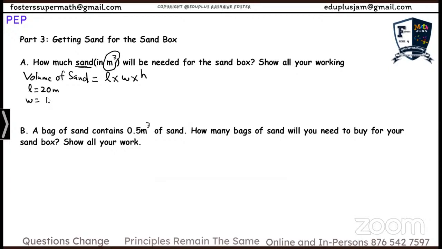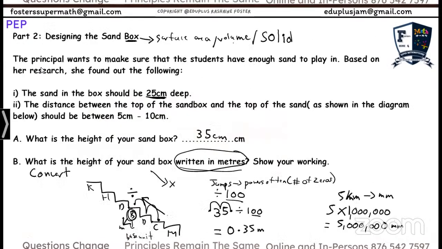Okay, what's the width? 6. 6. What's the height? 35. Wrong. I know you guys are going to say 0.35. Nah, think. Look at this. What does the question ask you? How much what? Sand. So think, go back to the information you need to answer this.